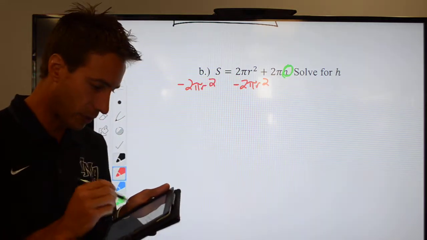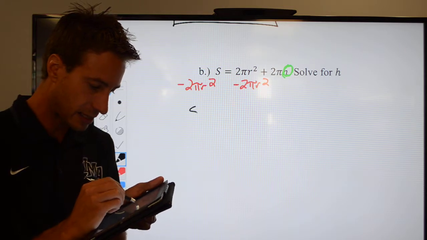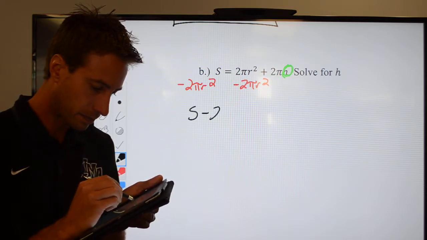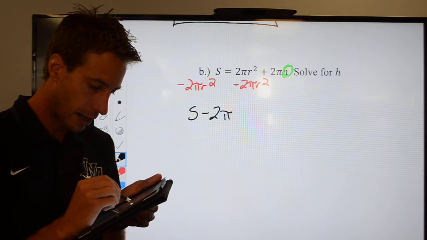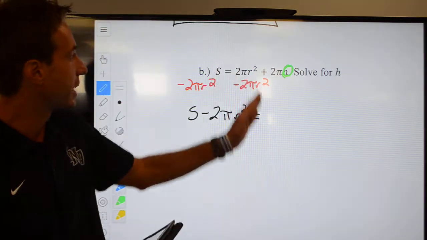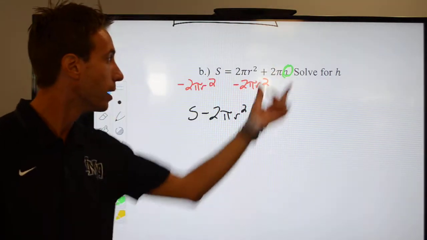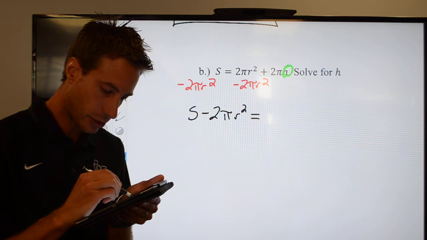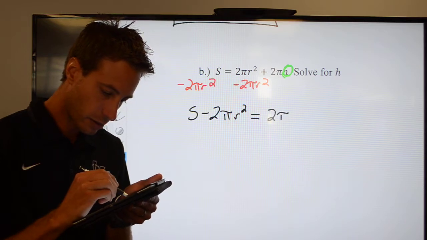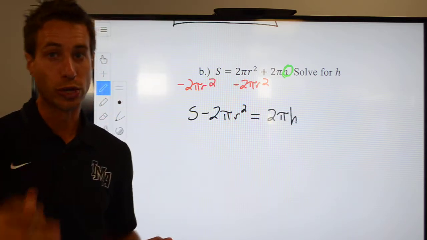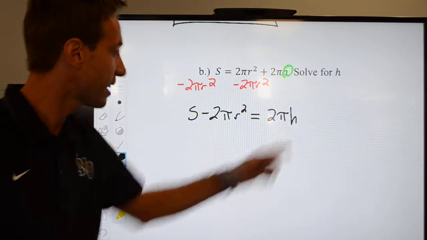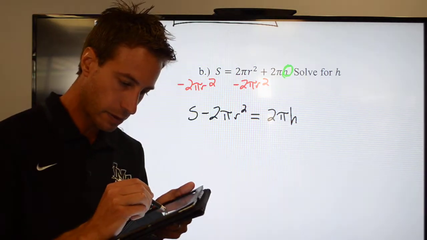So here's what I'm left with. I now have an s minus 2 pi r squared, all equal to, these guys cancel each other out, positive 2 pi r squared minus 2 pi r squared, gone. I'm left with 2 pi h. Doing good, we're almost there. I need to get this h all by himself.